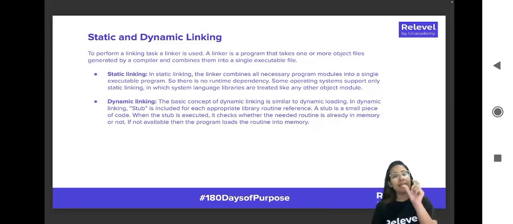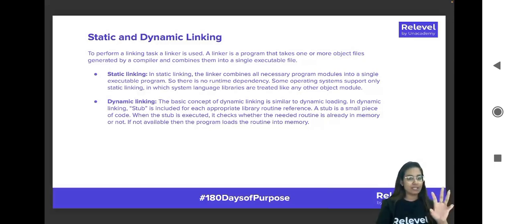So basically a linker is a program that takes one or more object files which are generated by the compiler and combines them into a single executable file. Think of it this way. There are two types of linking that exist. First, let's talk about static linking.